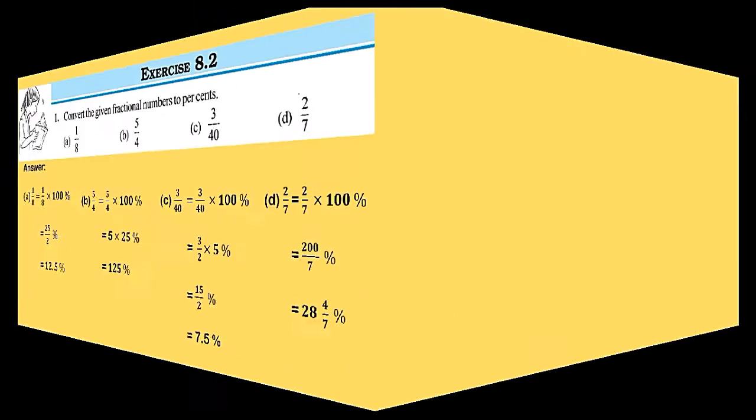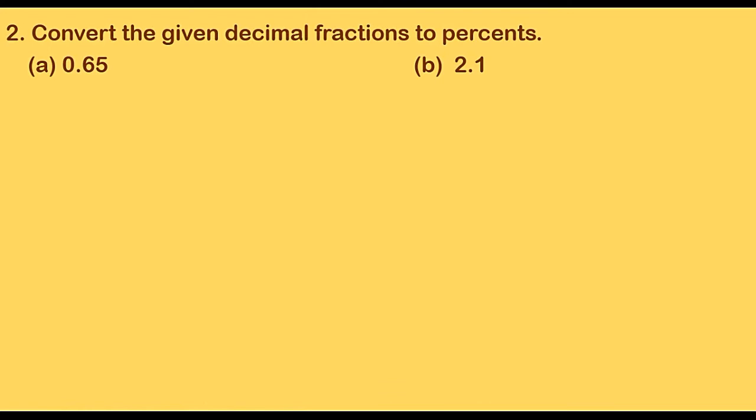Next question, question number 2. Convert the given decimal fractions to percents. A. 0.65. It is a decimal fraction. If I convert to fractional value, I get 65 upon 100. And to make it percent, I multiply it with 100. So 100 and 100 are cancelled and we are left with 65%.